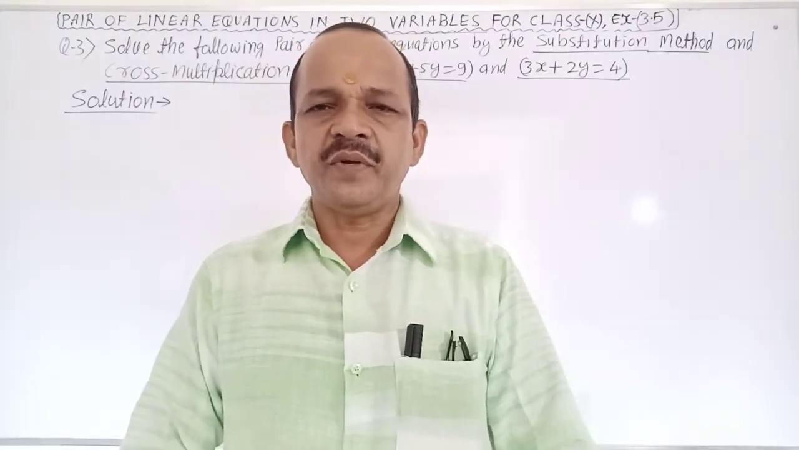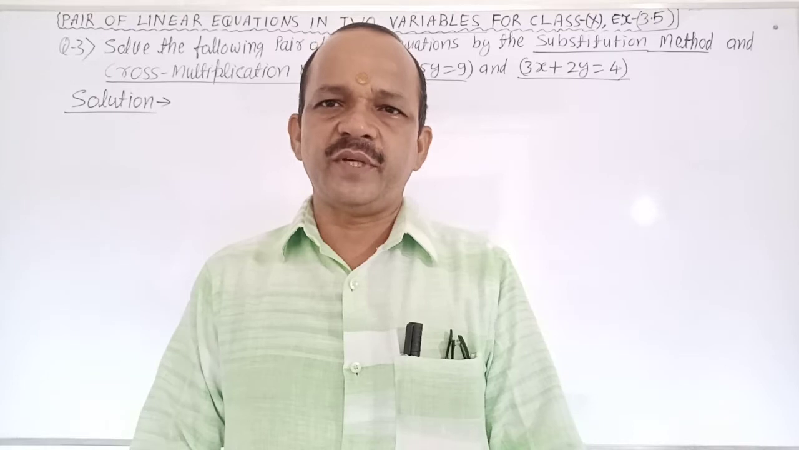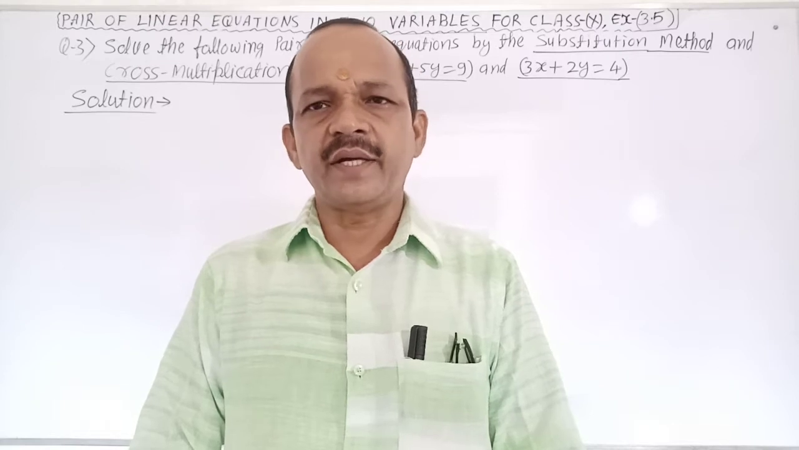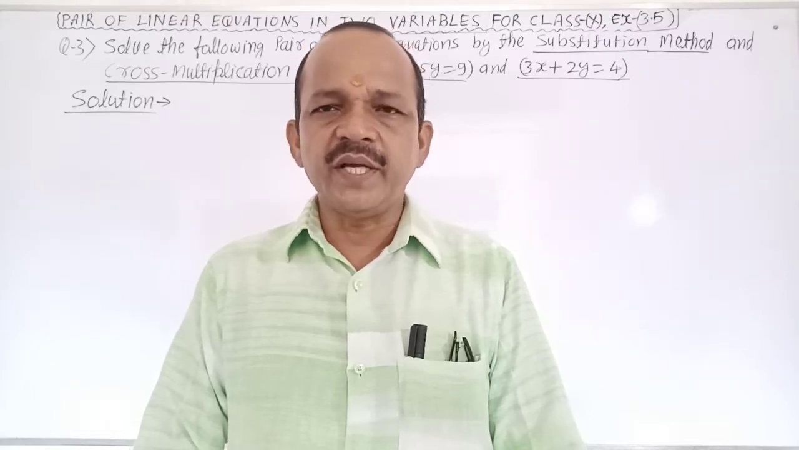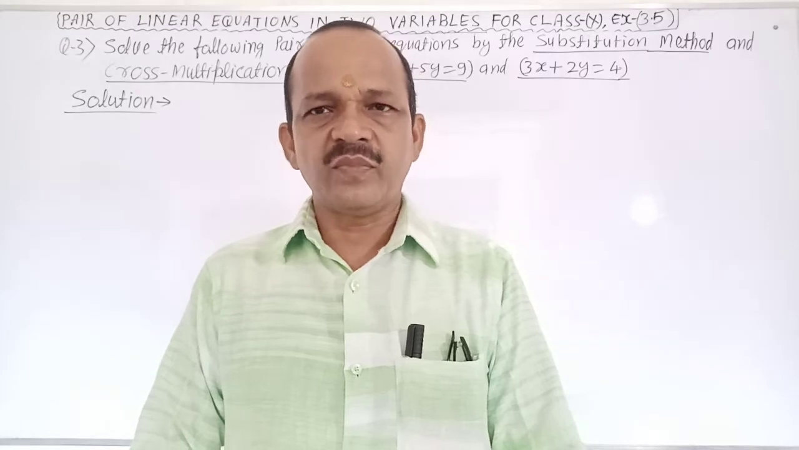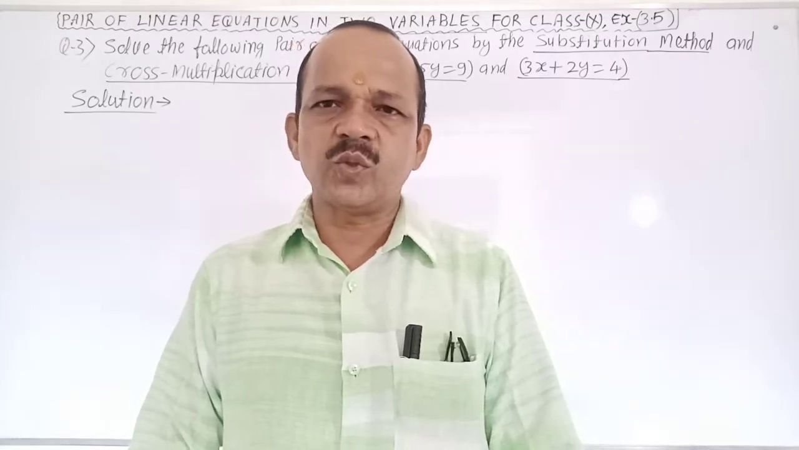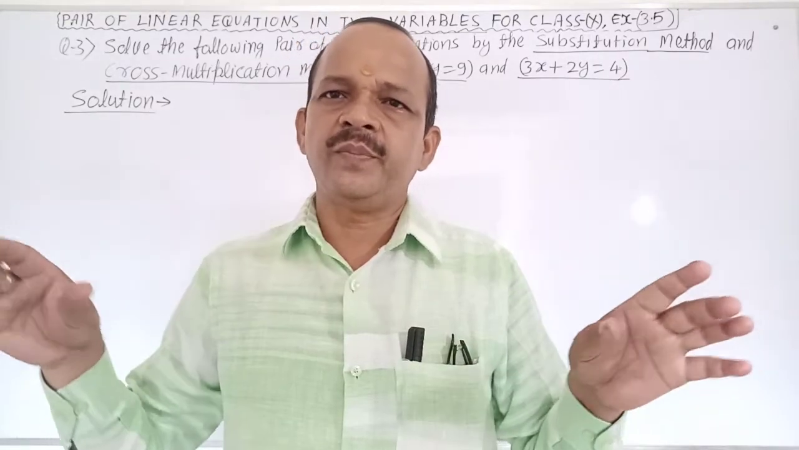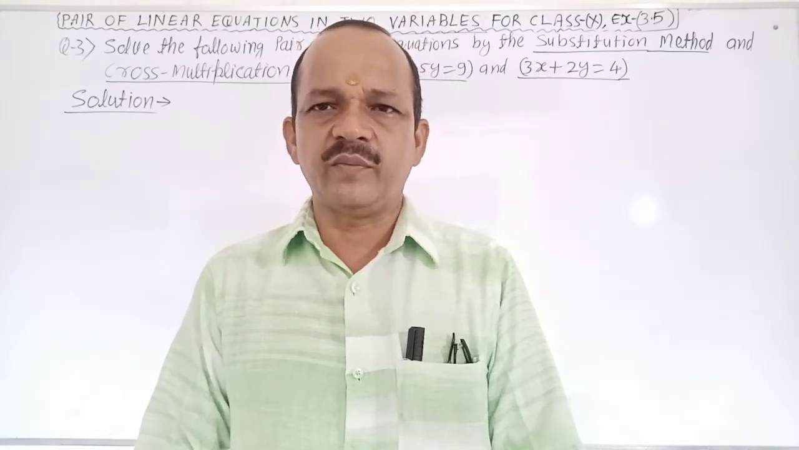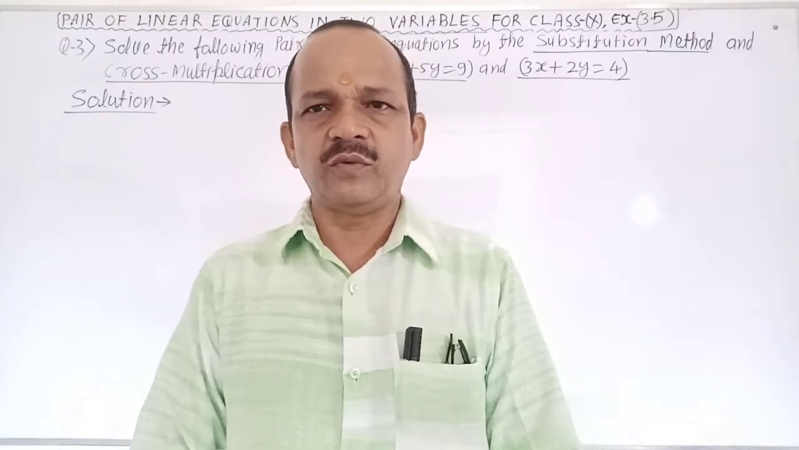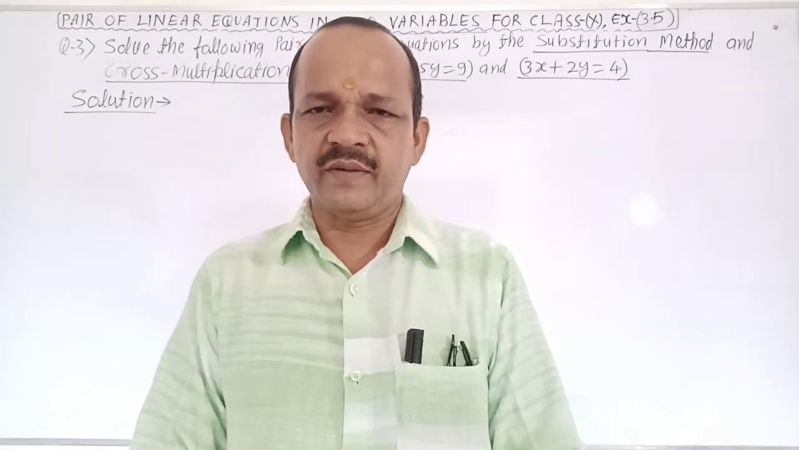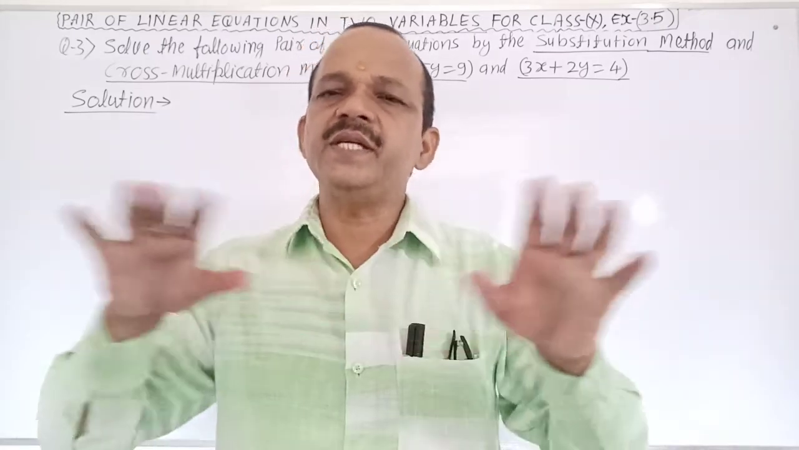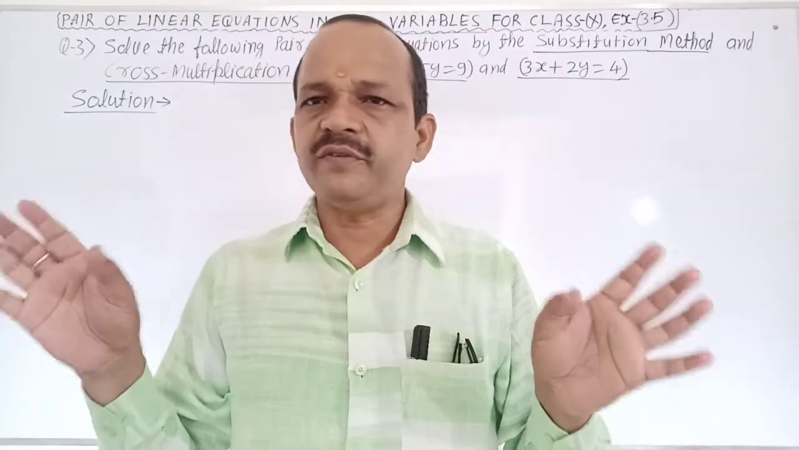Very good. If a1 by a2 not equal to b1 by b2, then it shows intersecting lines, consistent system and a unique solution. If a1 by a2 equal to b1 by b2 not equal to c1 by c2, then it shows parallel lines, inconsistent system and no solution. If a1 by a2 equal to b1 by b2 equal to c1 by c2, then it shows coincident lines, consistent dependent system and infinitely many solutions. It is clear, no confusion about it.